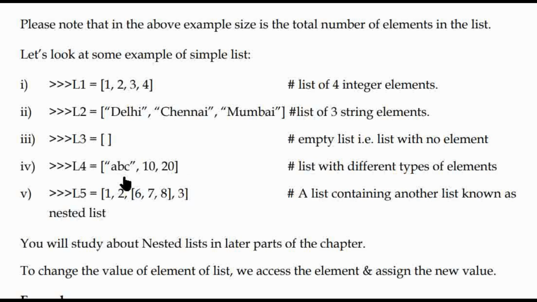L4 = [ABC, 10, 20] is a list with different types of elements. L5 = [1, 2, [6, 7, 8], 3] is a list containing another list, known as a nested list. You will study about nested list in later parts of the chapter. To change the value of an element of a list, we access the element and assign the new value.